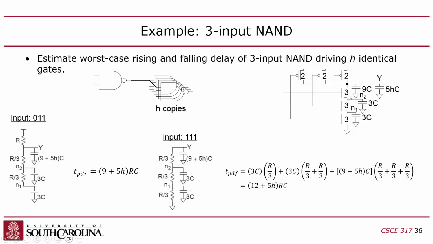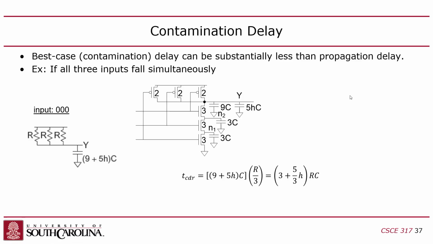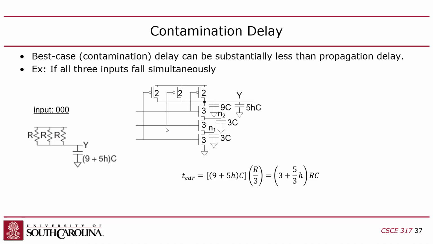That's why these guys are 3. Anyway, contamination delay is where you can look at the best case scenario. As I mentioned, if your input is 0, 0, 0, then you've got 3 parallel resistors in your pull-up network, right? So you actually get really good drive strength pulling up if you set all inputs to 0, 0, 0, because you essentially get the benefit of a triple transistor pulling up, since it's 3 transistors in parallel, right? So that would be a contamination delay. Any questions about that?